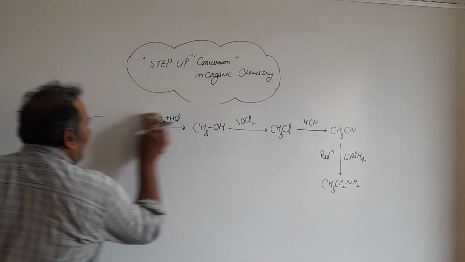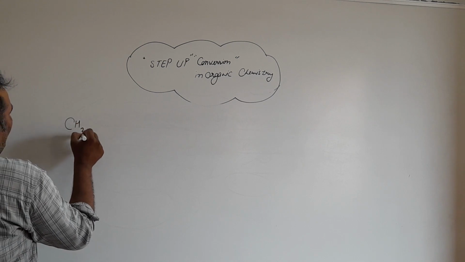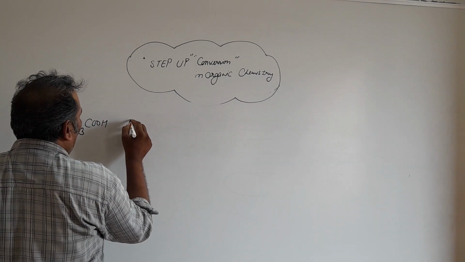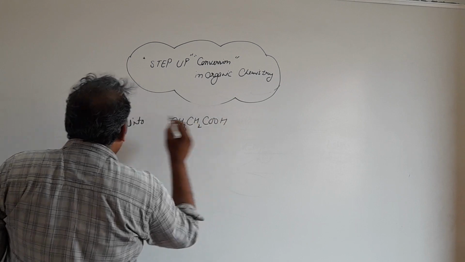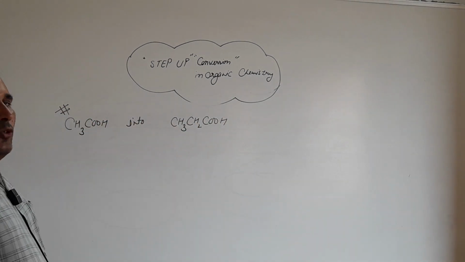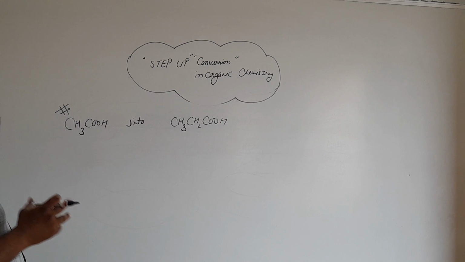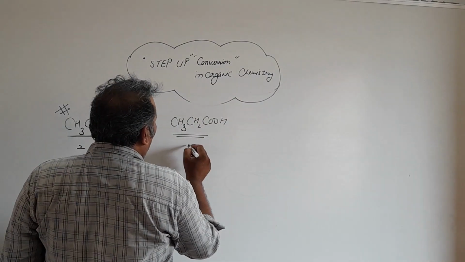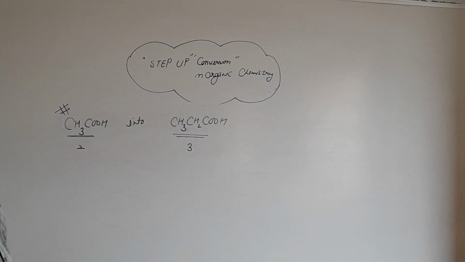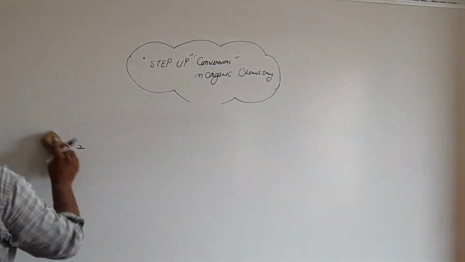Next is another question. Let's try another question. We want to convert CH3COOH, ethanoic acid, into propanoic acid, CH3CH2COOH. How can we convert ethanoic acid into propanoic acid? We can understand that it is a step up conversion. Obviously, the number of carbons in the reactant is 2, and in the product it is 3. Because reactant and product both belong to the same family, in this conversion we can also use the trick we used in our previous question.